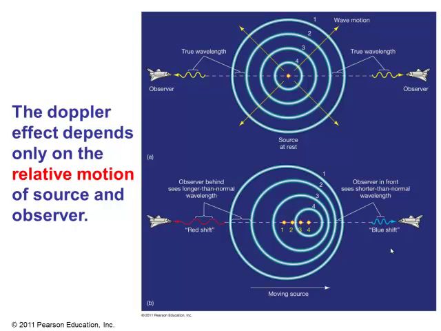So let's take a look at this diagram right here. Remember, the Doppler effect depends on the relative motion of source and observer. Now, I want you to understand that it could be either or both objects moving. It could be the source that's moving, it could be the observer that's moving, it could be both that are moving.